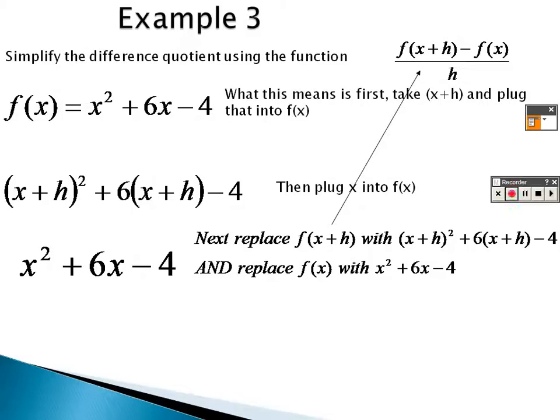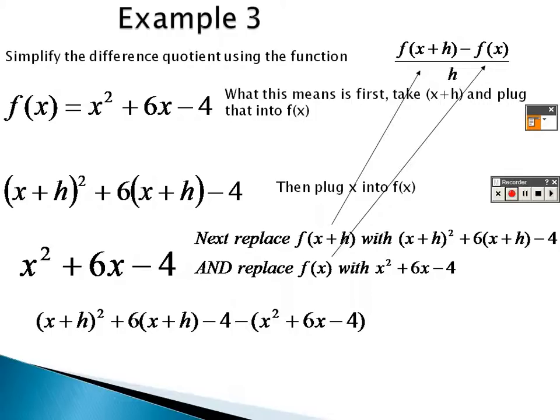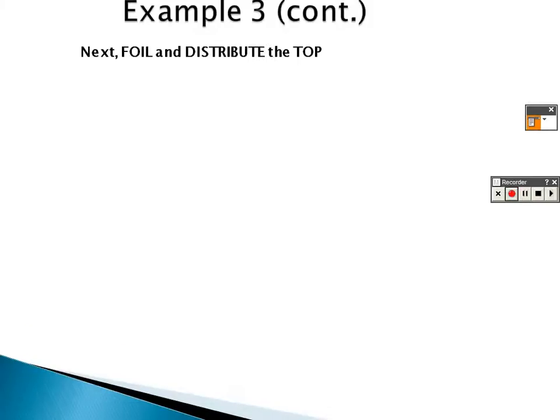All that goes over h. So here is the first item, minus all of the second item, all over h. All I need to do there is a whole bunch of FOILing and a whole bunch of simplifying.